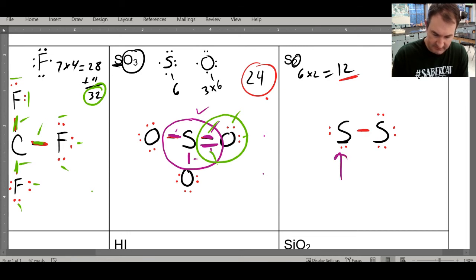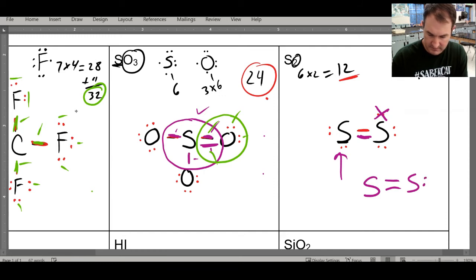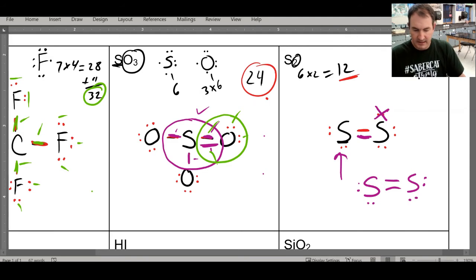Because this guy's not full, I'm going to take a pair of electrons from the one that is full, cross it off, and make it share. Make a double bond there. So this is the correct Lewis structure for that S2 or sulfur molecule, right? A couple of things to point out. Again, it doesn't matter where these extra electrons are. I could take those, they could be up here. I could take these and they could be up here.